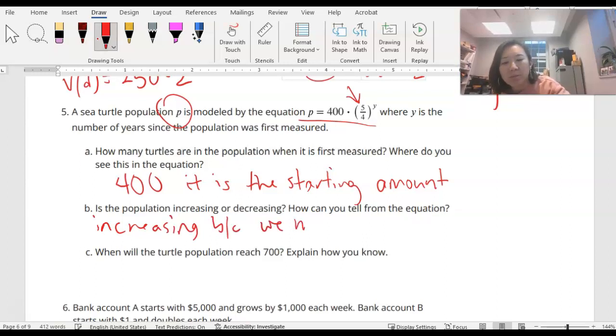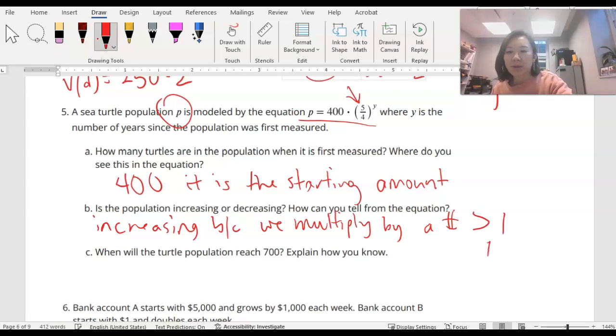because we multiply by a number greater than 1. So 5/4 is, right, 1.25. It is greater than 1. It's written as a fraction, but that fraction is still greater than 1.